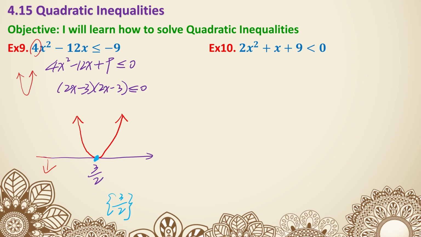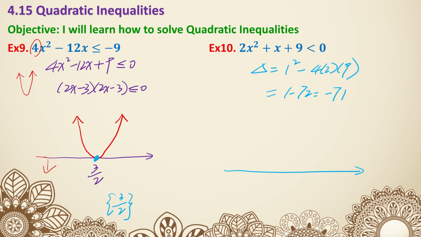Example 10. This one you can't factor, so let's check the discriminant. b squared is 1 squared minus 4 times 2 times 9. So it's 1 minus 72, which is negative 71. That means we don't have any zeros. Let's see how that works. If we're not going to have any zeros, that means our graph is not crossing the x-axis at any point. So a is 2, which is greater than 0. That means our graph needs to open up.